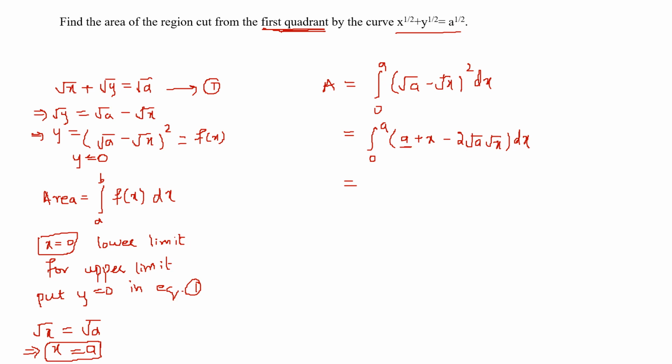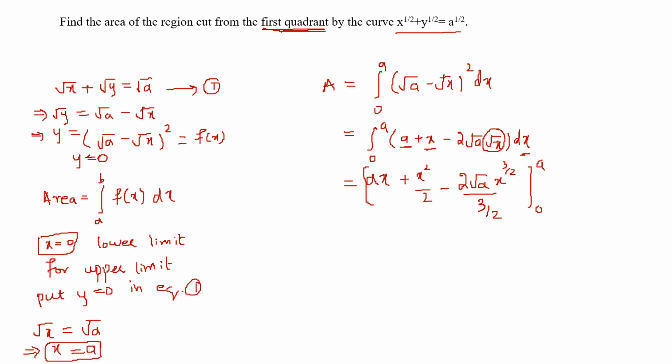So the integration of a constant is a times the variable of integration, that is x. So this becomes ax plus, for the second term, we can apply the power rule of integration here. This becomes x squared divided by 2, minus 2 times square root of a, and here also we can apply the power rule. This becomes x raised to the power 3 by 2 divided by 3 by 2, and at the end, limits of integration from 0 to a.